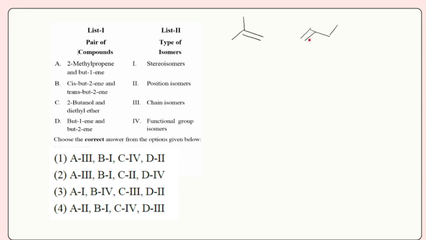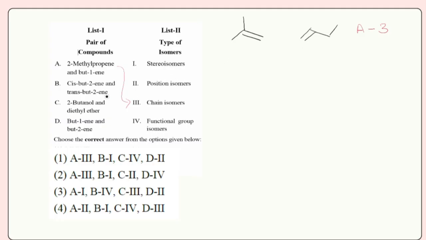The number of carbons in the longest chain itself is different. Therefore, they exhibit chain isomerism. They have the same molecular formula, but the number of carbons in the longest chain is different. Therefore, A is nothing but 3. So we'll write that here.